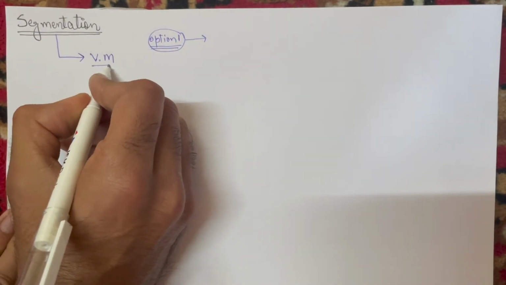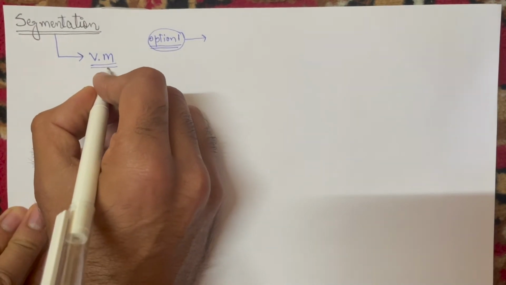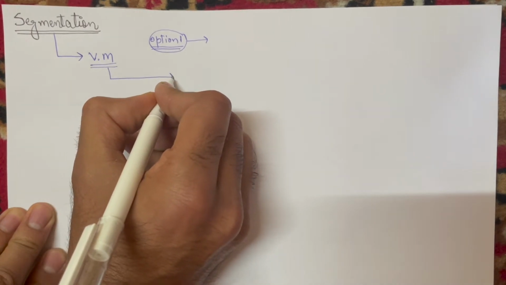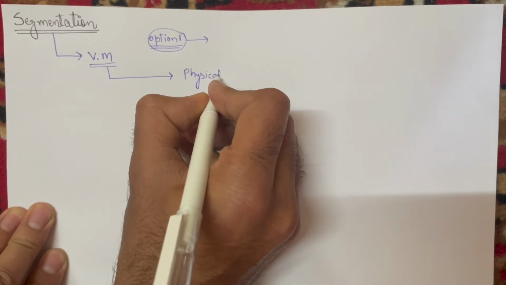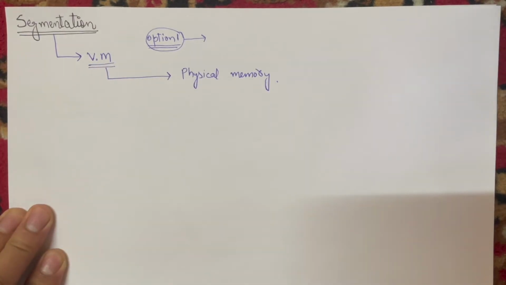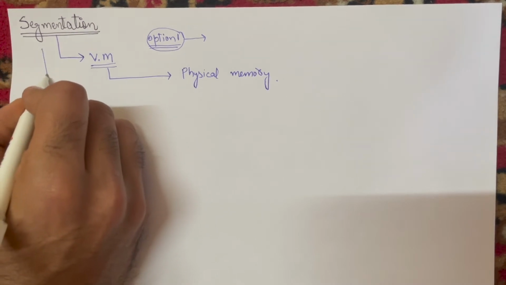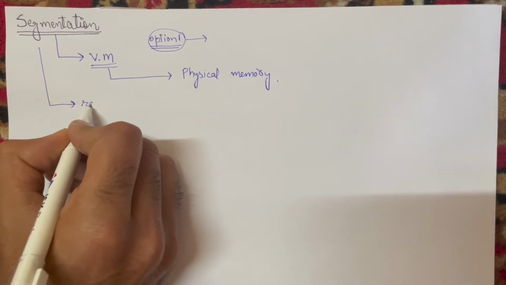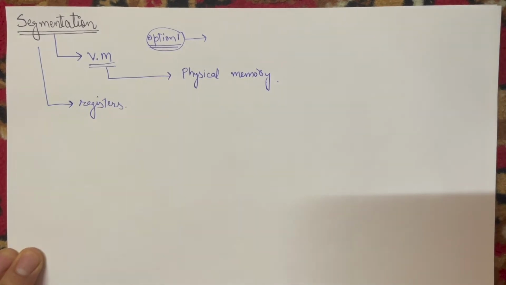Segmentation is another approach of implementing virtual memory, or we can say it is a mechanism of mapping the virtual memory of different processes onto a physical memory. But for implementing segmentation, we need some hardware support. What kind of hardware support? For example, we require some registers. So what are those registers? I will let you know. We require some registers.